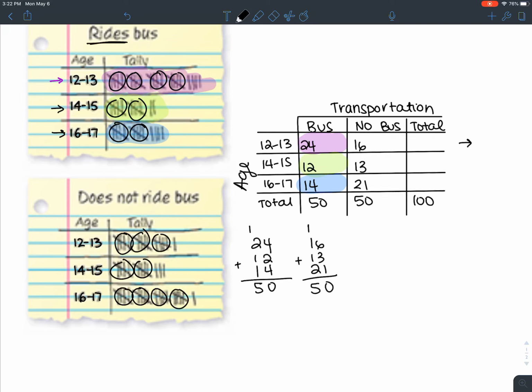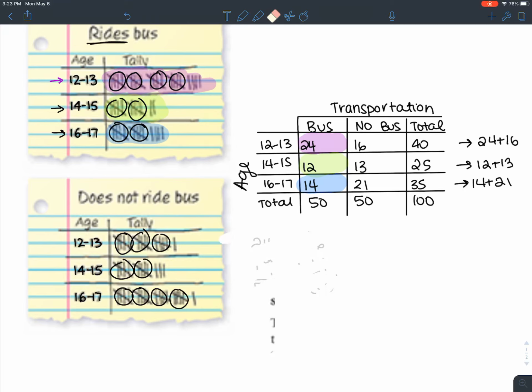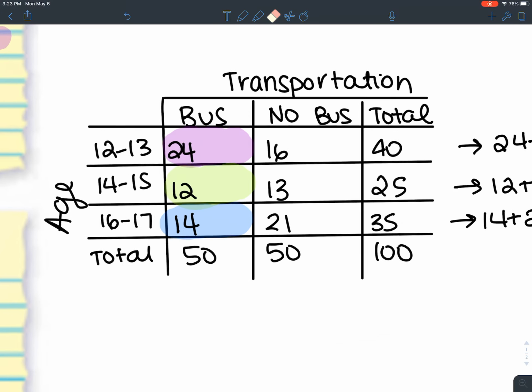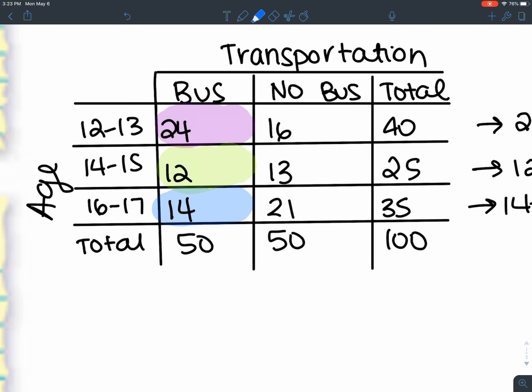If we add horizontally, this is 24 plus 16, so that is 40. This is 12 plus 13, so 25. And 14 plus 21, so that is 35. So if we look at this, we can try to draw some conclusions, but we can also get stuck in the fact that we didn't interview the same number of different age groups. So I definitely have the same number of people who rode the bus versus didn't ride the bus because they're both 50. But these three numbers are not the same, so I can't compare just their numbers.